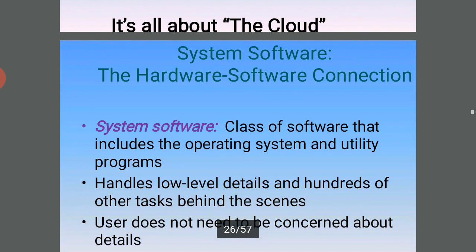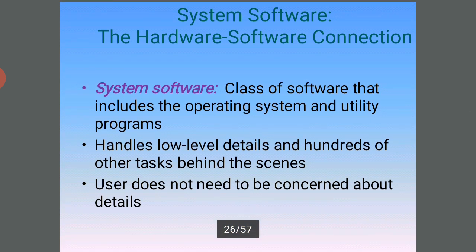So the system software is the hardware-software connection. The class of system software includes the operating system and the utility programs. So what is a program? A program is a set of instructions. For example, we take a C program. Each and every program we can compile, search for the errors, rectify the errors, complete the program and run the program. We get the output. Each and every program's process is the same.